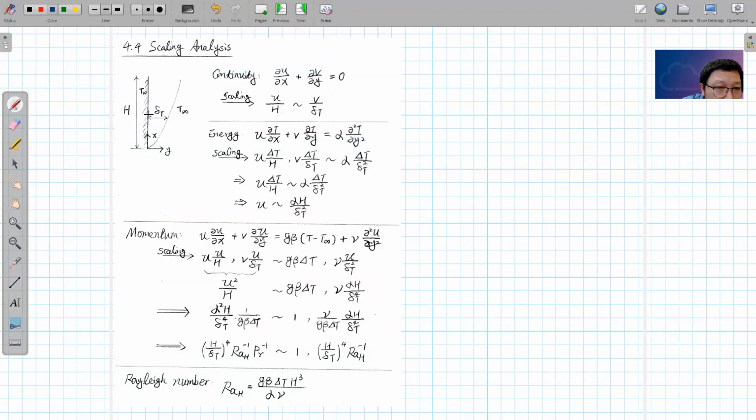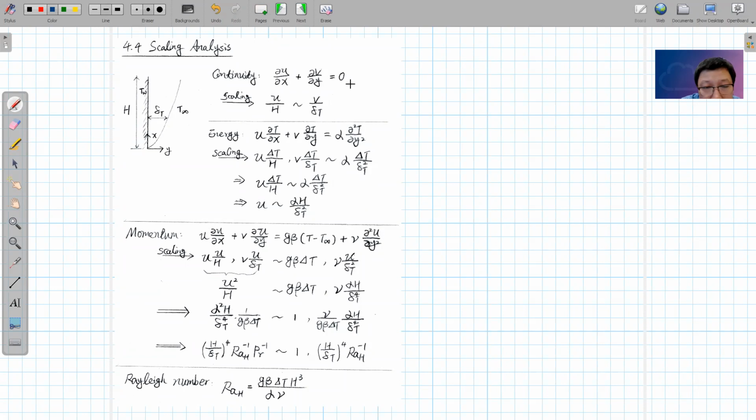So the u velocity is the velocity in the x direction, and the v velocity is the velocity in the y direction. To do scaling analysis, the length scale for the u velocity in the x direction will be h, this plate length, and for the v velocity, the length scale will be delta t, this boundary layer thickness. So u over h is the same order as v over delta t.